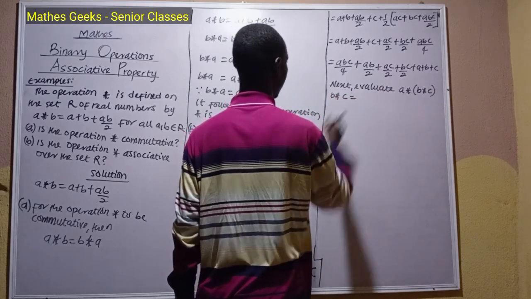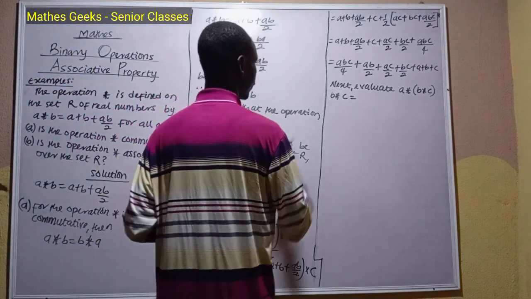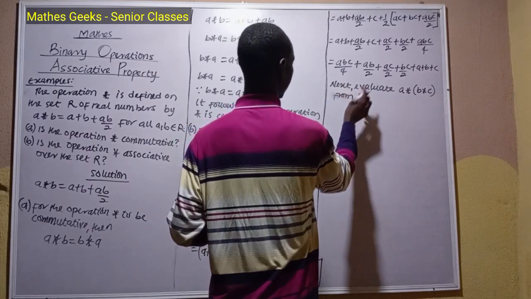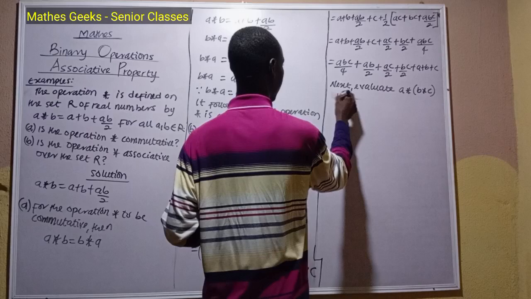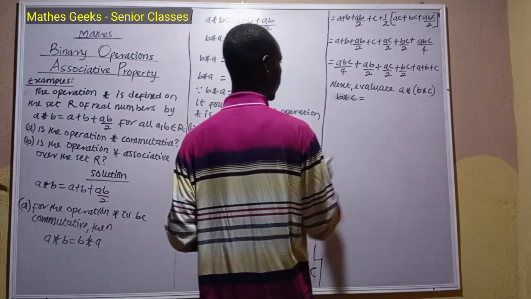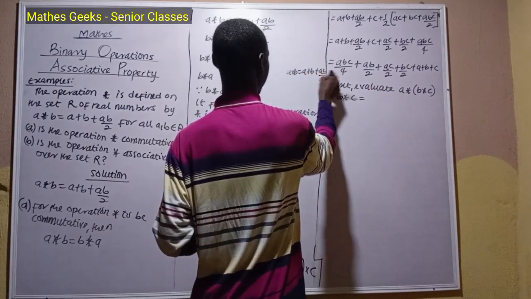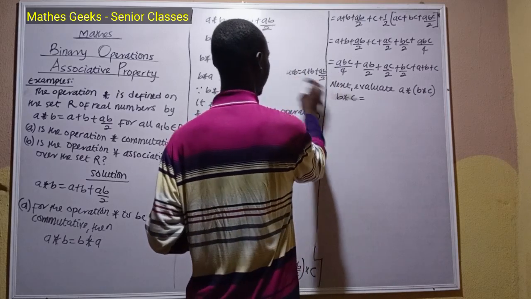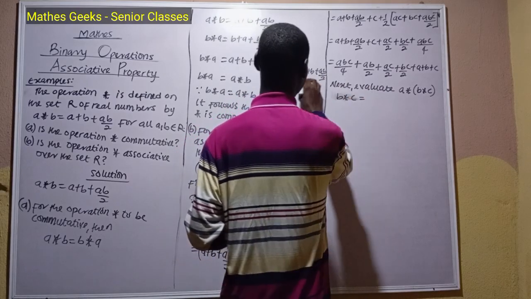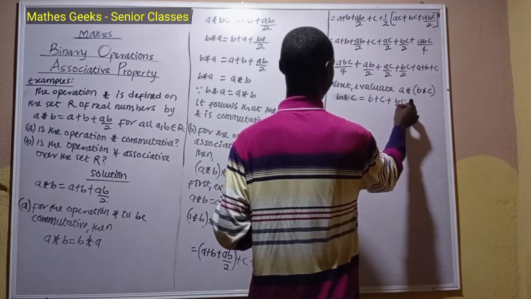B star C. Remember that the general rule that was given to us is A star B is equal to A plus B plus AB over 2. So where A will take the place of B, B will take the place of A, and C will take the place of B in this equation. So B star C will become B plus C plus BC over 2.